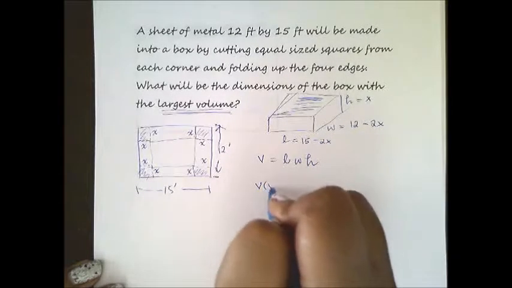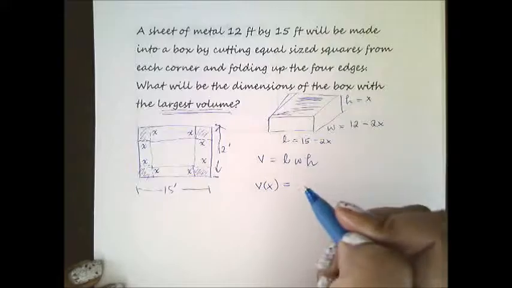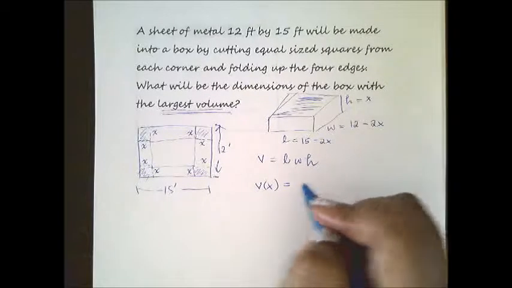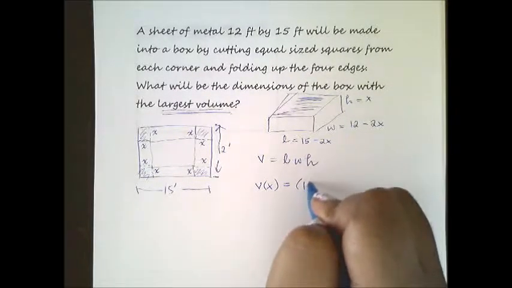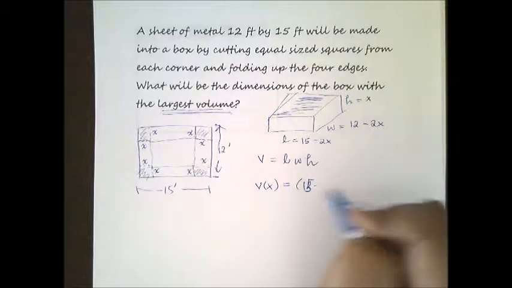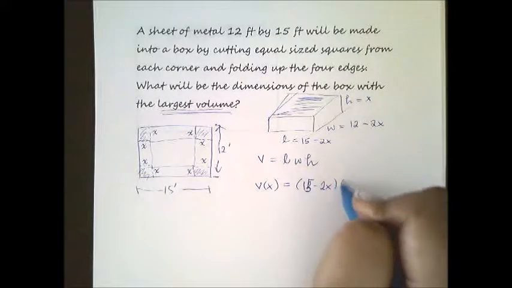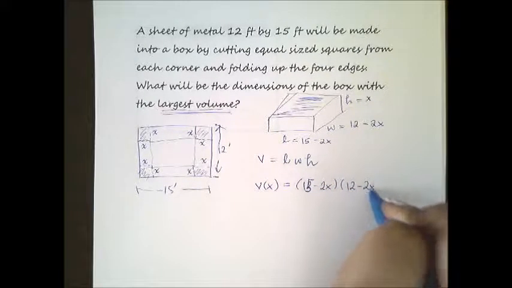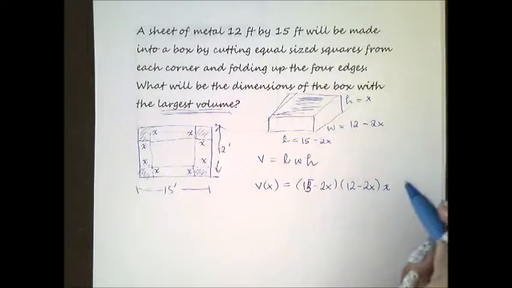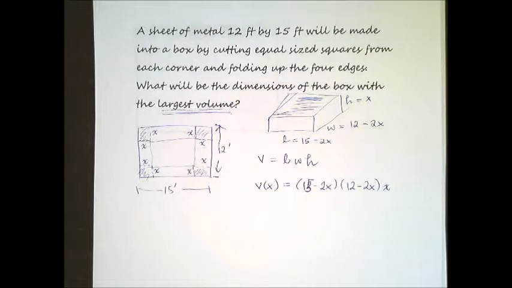So the volume, v of x, is equal to 15 minus 2x times 12 minus 2x times x. That is my volume expression.